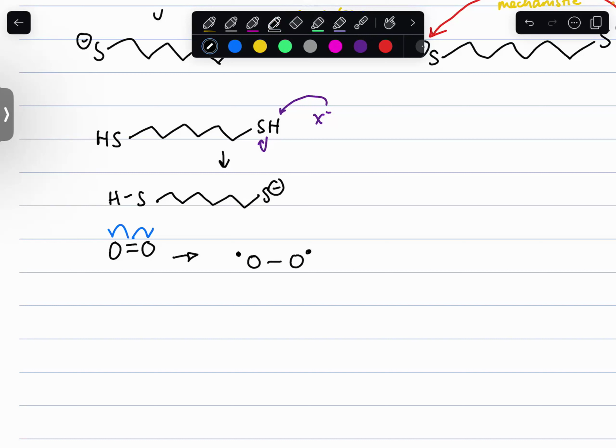And basically what happens there is it's going to abstract the proton. So this is going to take one electron from here, one electron from there, and the other electron will go here. I'm telling you, this is more complicated than you need to know, but I'll walk you through it because you're curious. So now we have HOO dot.